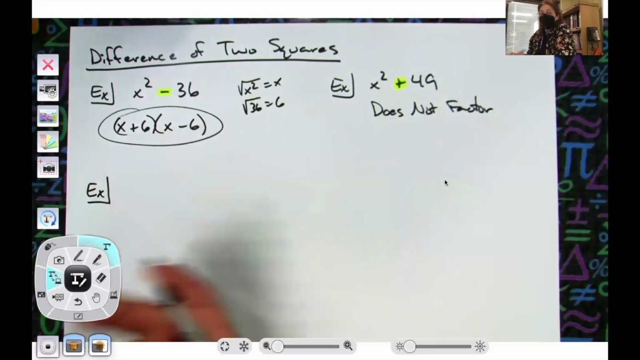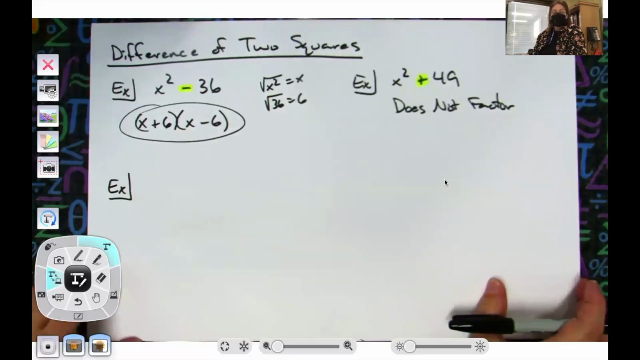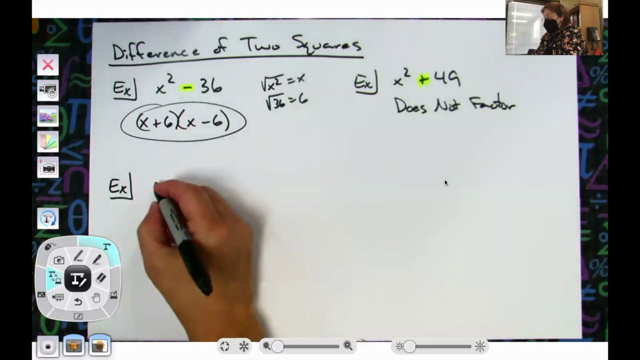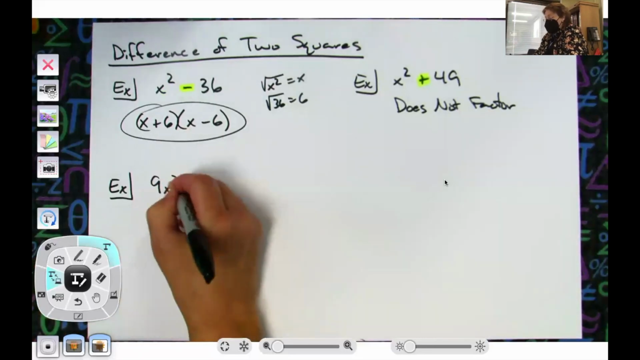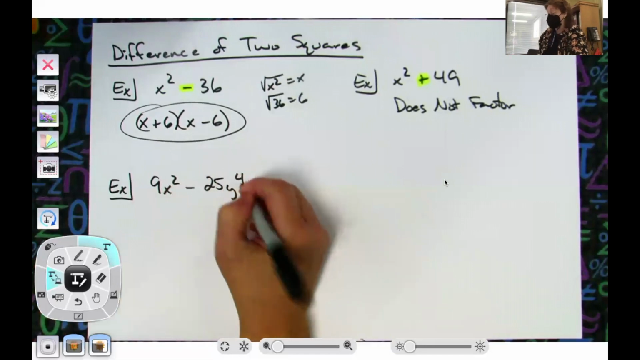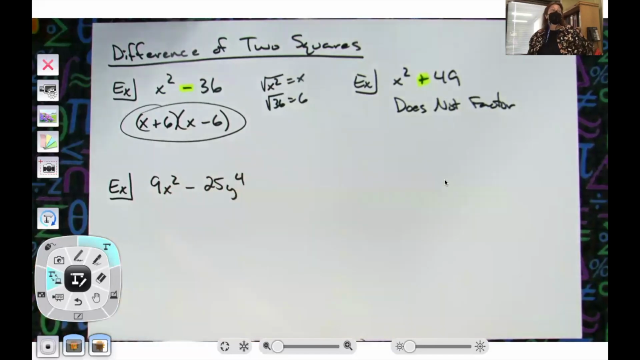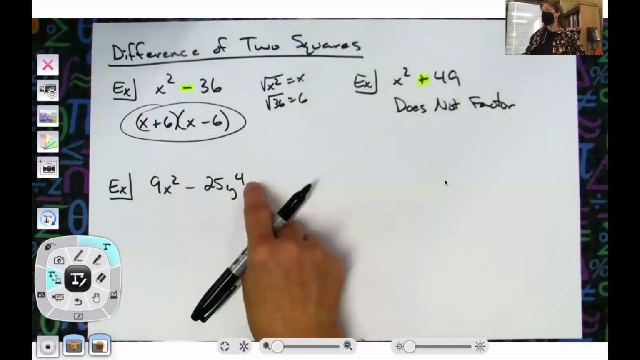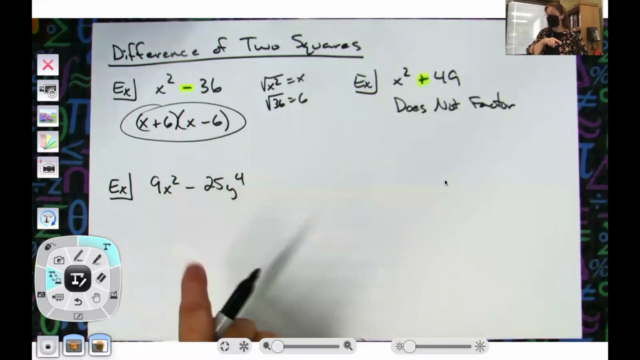Now they'll add a little bit more letters to it, maybe, let's do a 9x squared minus 25y to the 4th. If they're even exponents, are they perfect square roots? Because we did that when we reviewed the square root chapter the other day.